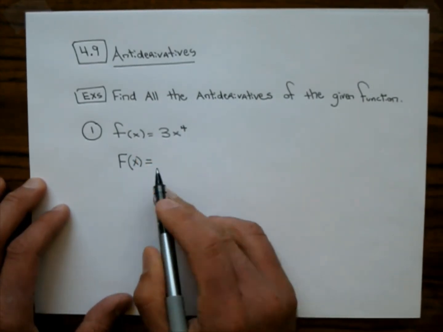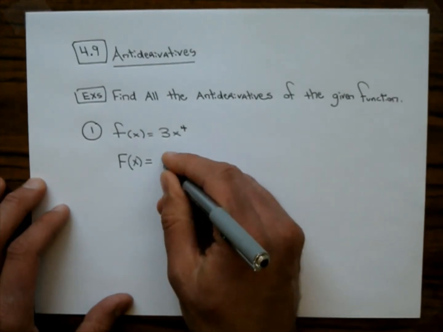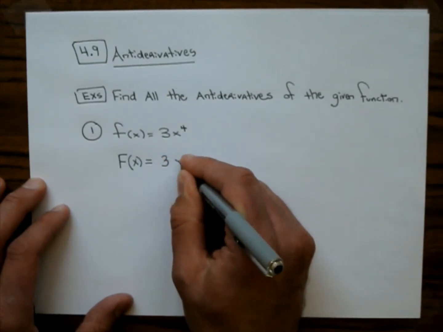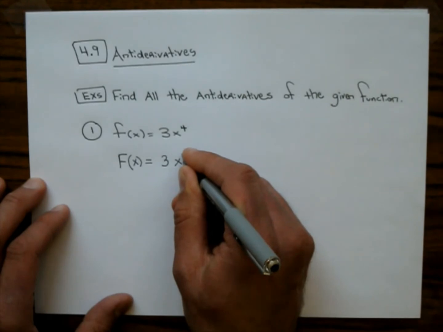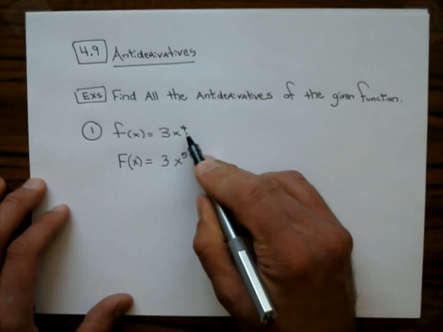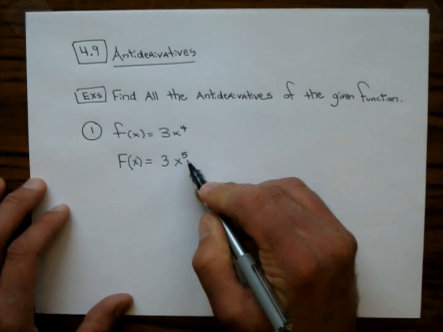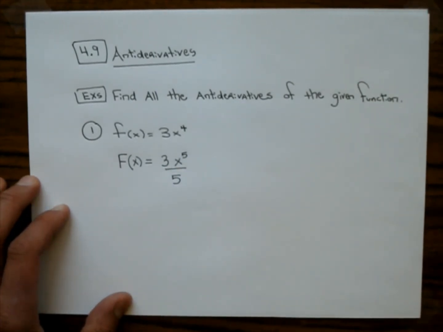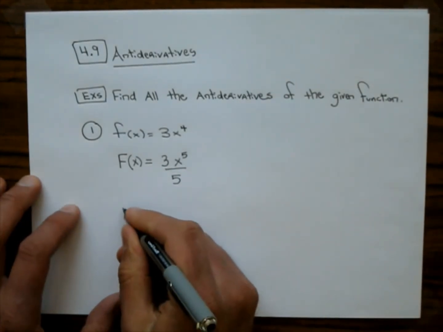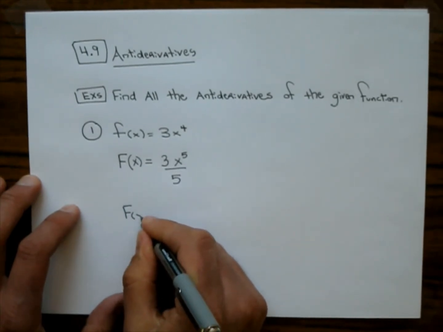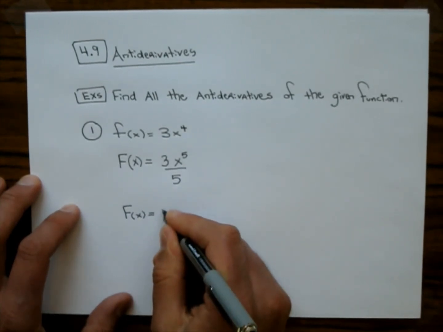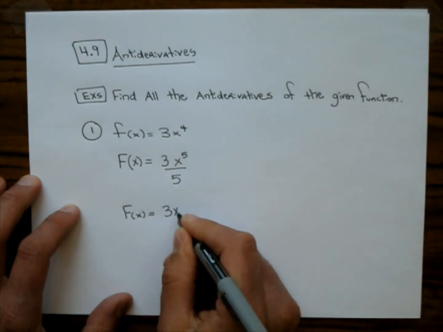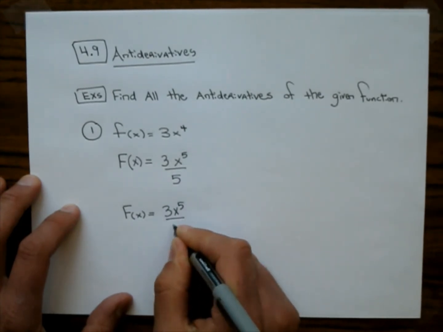Okay, we're going to do the power rule. Here's a 3, here's an x to the 4th; we add 1 to that 4, so that's a 5, and then we divide by 5. And so our antiderivative looks like this: 3x to the 5th over 5.